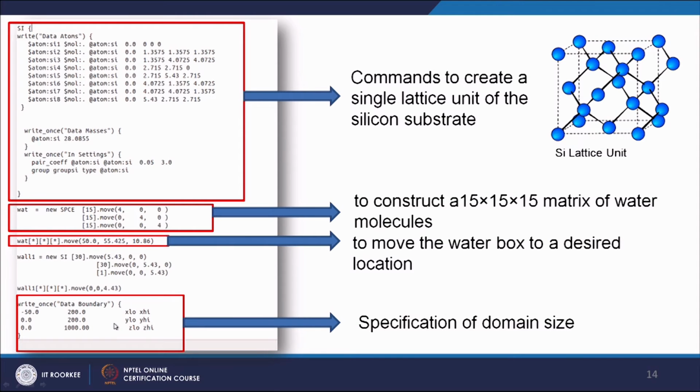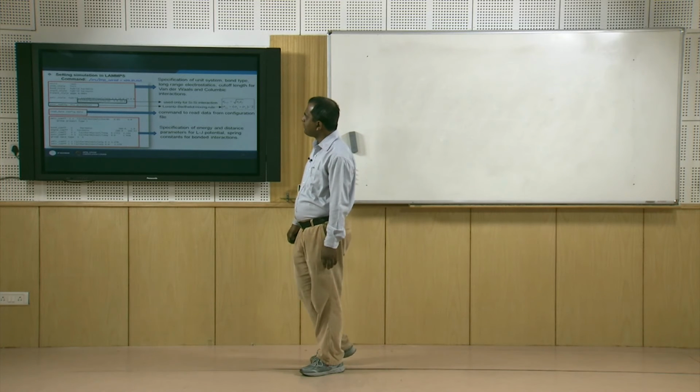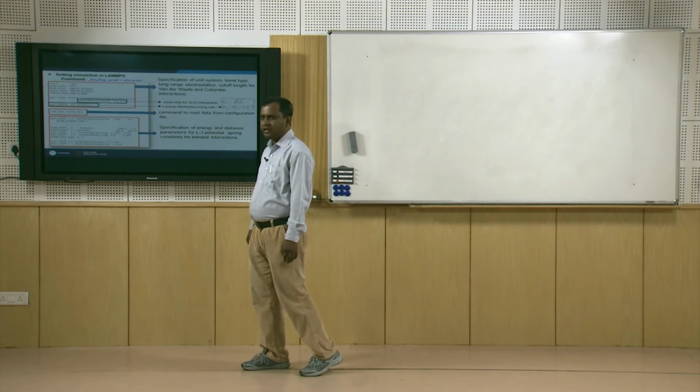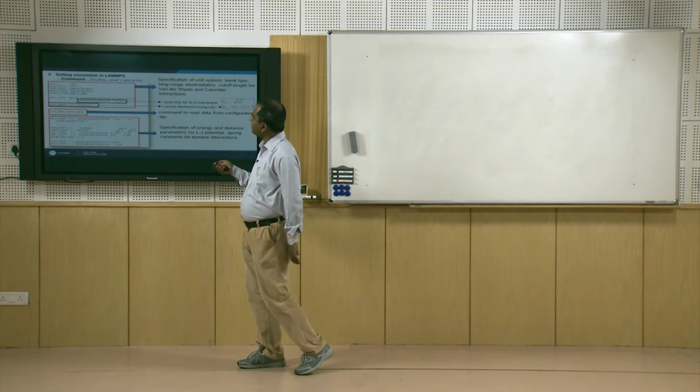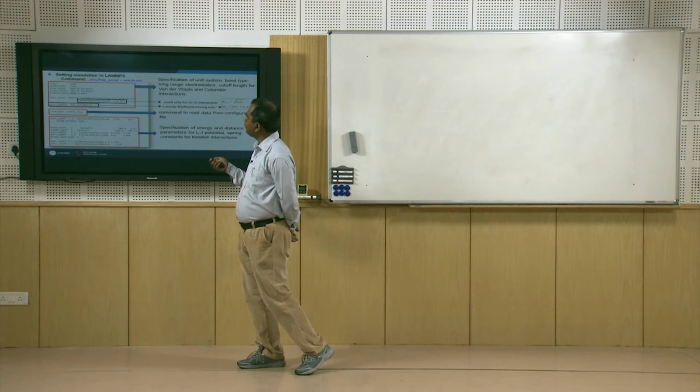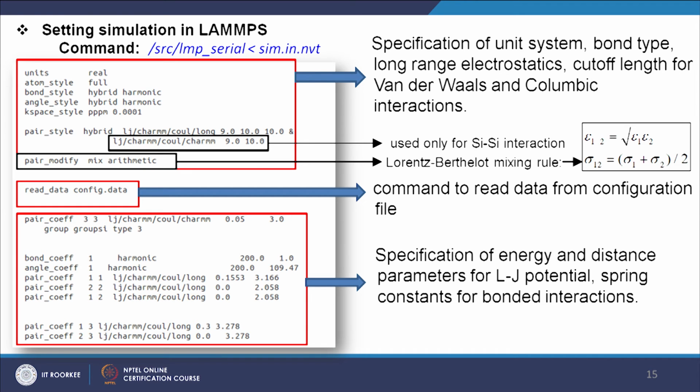Next, let us see the simulation of the LAMMPS file. This is your LAMMPS file; the previous one was a mole template file. The important thing here is that we are setting up all those parameters. First we are specifying the units, which are real units, then the bond type is hybrid harmonic, and the angle will be decided by hybrid harmonic. We are also giving the van der Waals and Coulombic interactions and cutoff potentials like this.